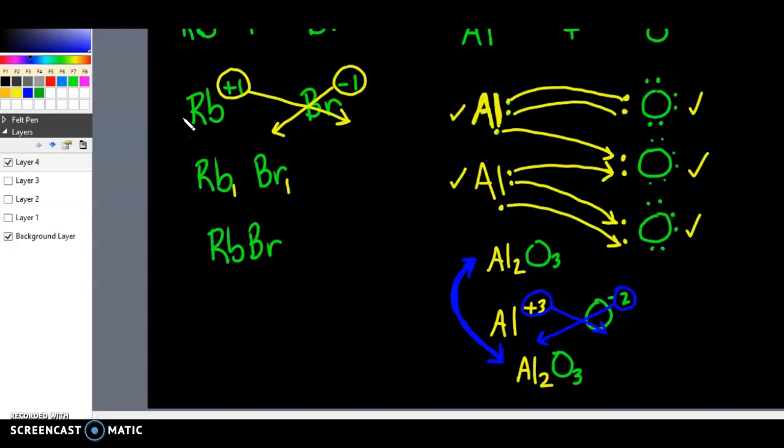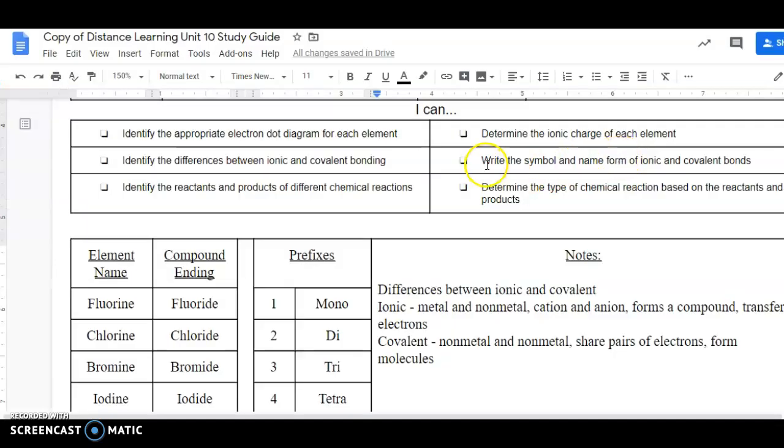Alright, so next we're going to look at the last thing for this study guide, and then you guys should be ready for your test. Okay, so this last thing is write the symbol and name form of ionic and covalent bonds. So symbol and name form, that goes back to what we were doing when we had the rubidium bromide plus potassium. Or actually, I'll do a covalent bond really quick just to show you guys how the names work.